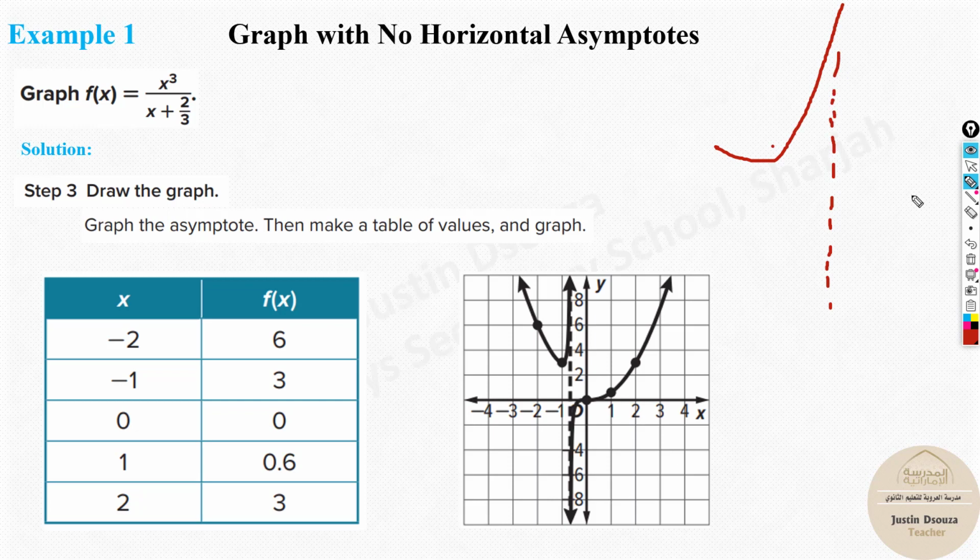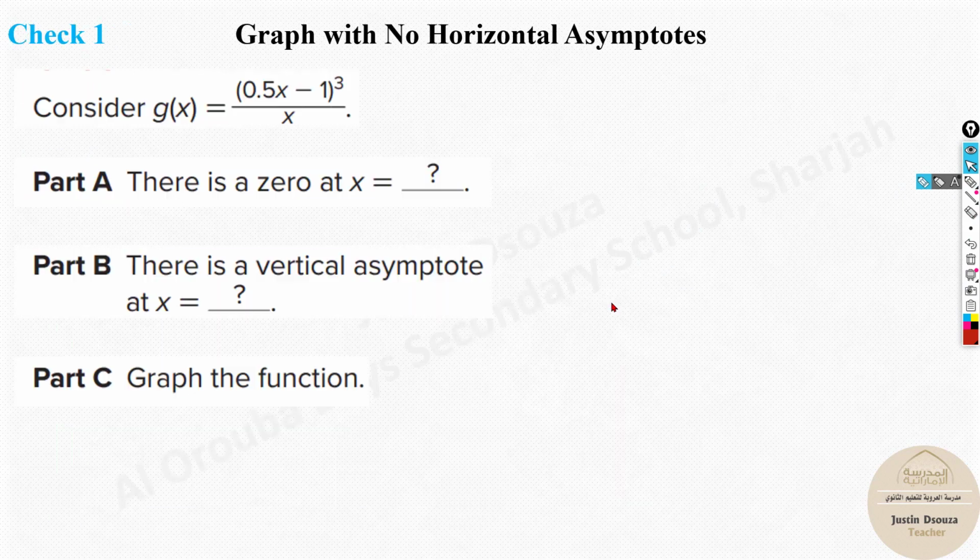Sorry, that's not very good. So now imagine the line is like this. Just draw a line. Don't touch the asymptote, because the graph never touches the asymptote. It looks as if it's touching because it's very close by, but just keep that in mind.